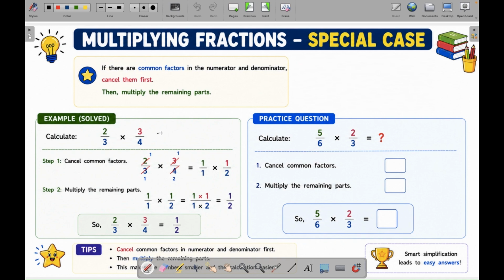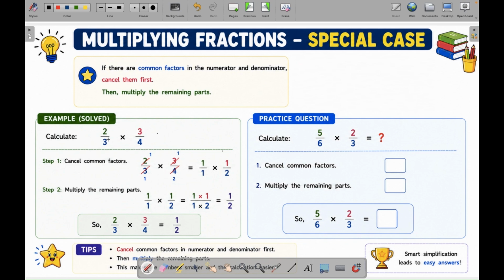If I use the conventional way, I'll multiply the numerator with numerator. So 2 threes are 6 and 3 fours are 12. Now I notice that both of them have 6 as a common factor, so I'll divide both by 6. So 6 divided by 6 is 1 and 12 divided by 6 is 2. So half is the answer. This way. There is one more way in which we can solve this.